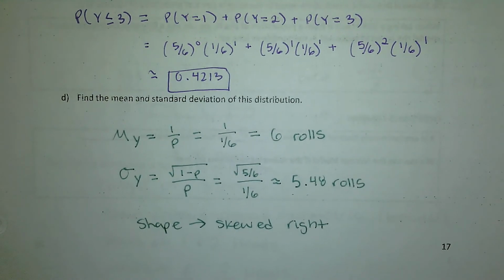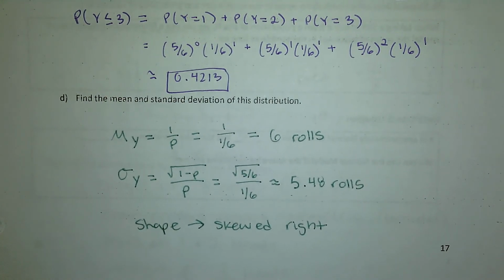So that's just some examples of ways that we might see the geometric random variable presented to us in class or on the AP exam.